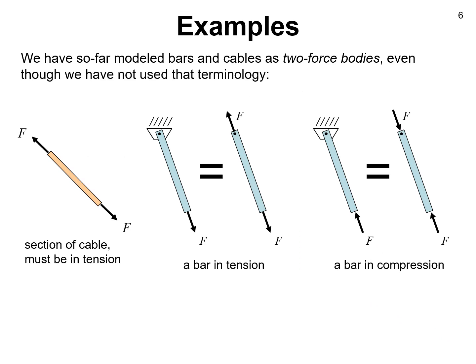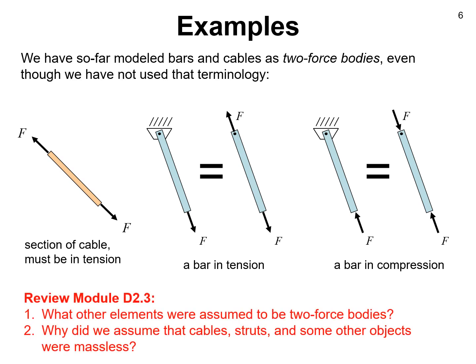So we really have seen this already, although we have not used that terminology. Remember our first couple of weeks of the class, we studied basic free body diagrams like a section of a cable or a section of a bar. Those were two-force bodies because the forces were aligned along the axis of the bar and one was the opposite of the other. Can you go back to module 2.3 and see if there's any other things that you can also think of that might have been two-force bodies?